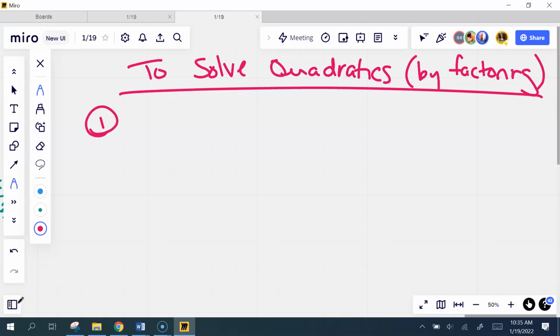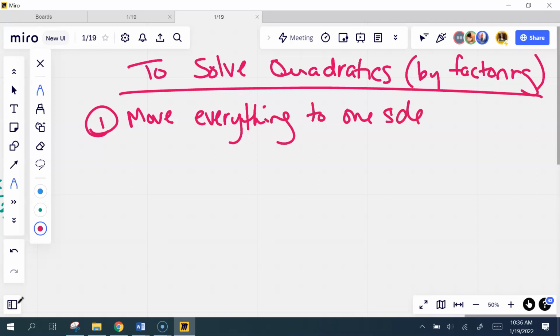The first thing that I always want to do is move everything to one side so that the other side is 0.